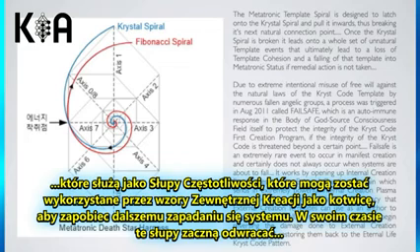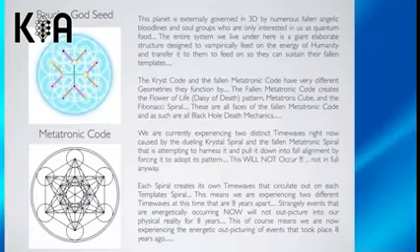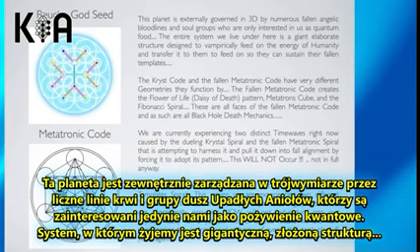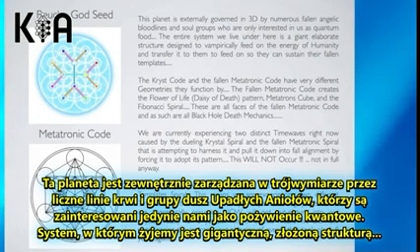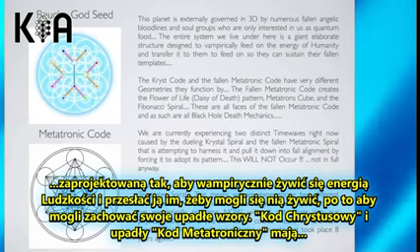In time, these pillars begin reversing the damage done to external creation templates and restoring them back to the eternal life Christ code pattern. Okay, so this planet is externally governed in 3D by numerous fallen angelic bloodlines and soul groups who are only interested in us as quantum food. The entire system we live under here is a giant elaborate structure designed to vampirically feed on the energy of humanity and transfer it to them so they can feed on it to sustain their fallen templates.